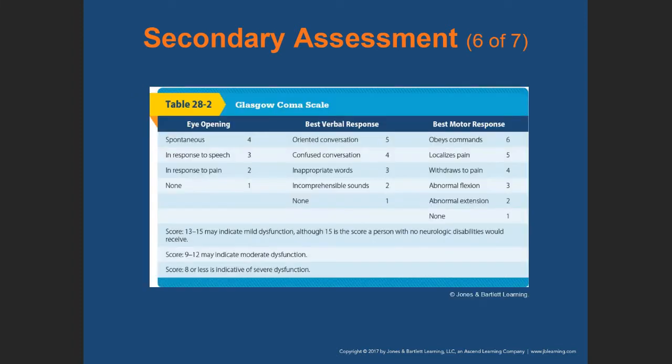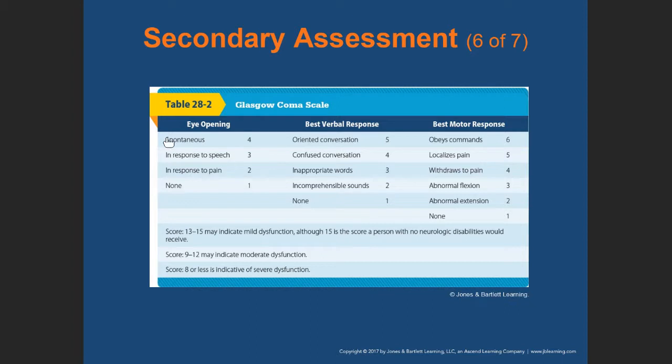So this chart here, wherever it is in your textbook, it's time for you to learn it. How to evaluate a patient's Glasgow Coma Scale. So it looks at eye opening, best verbal response, and best motor response.